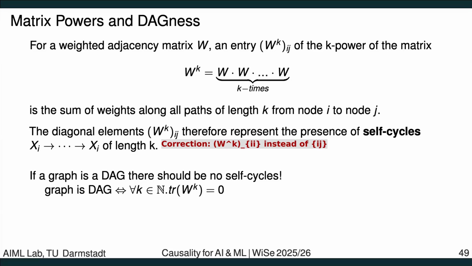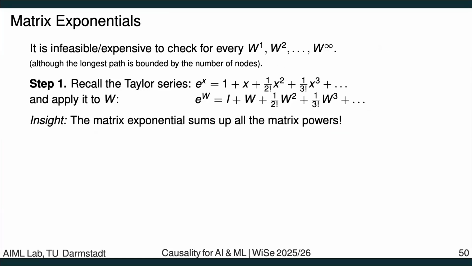So the thing is, it's cool that we can look at individual powers and check this property, but it might be a bit expensive to check for all of these powers. I've written here until infinite exponential, but of course, we know a path can at maximum go through every node once. So there is a bound, but still we might want to avoid computing all these exponentials, especially for larger graphs. This might get expensive and maybe also be a bit numerically unstable.